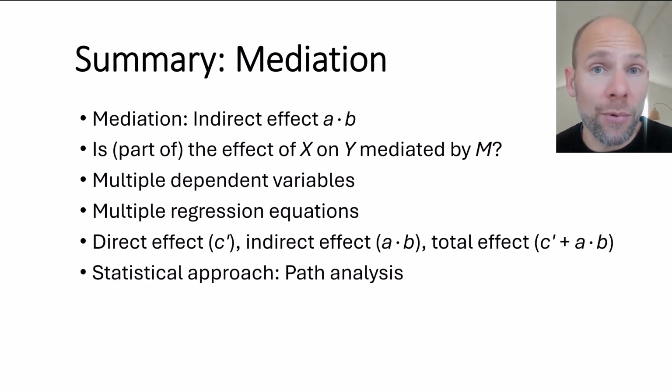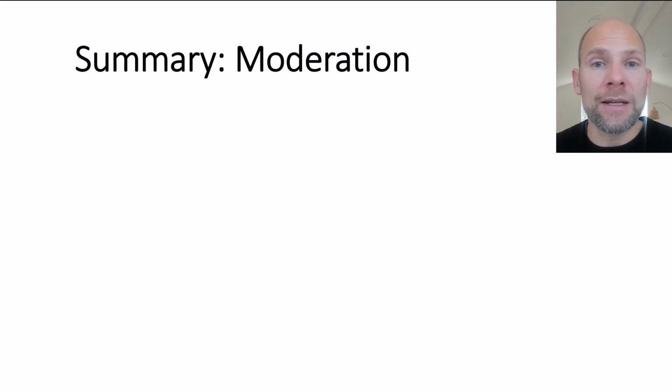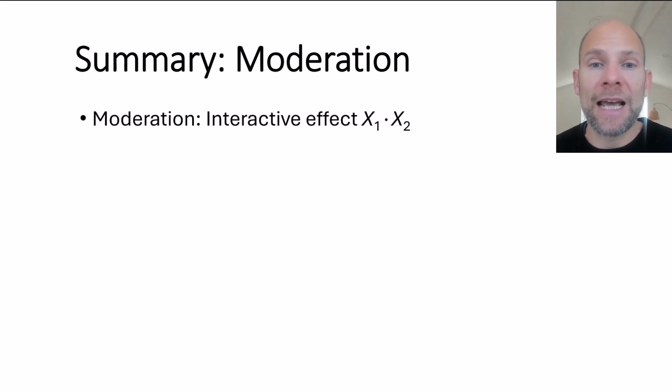The statistical approach that we would use to test mediation would typically be path analysis, because path analysis allows us to test multiple regression equations simultaneously. Simple mediation models like the one I showed you here, you could also analyze with simple regression analysis by estimating multiple regression equations. In contrast, in moderation analysis, we are looking at an interactive effect or moderated effect, and that is the product of two or more variables.